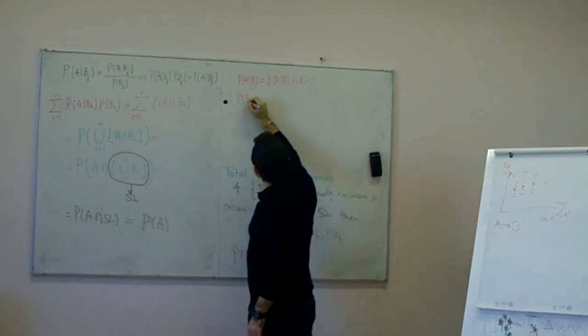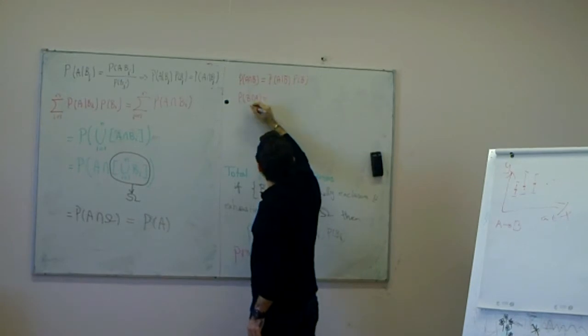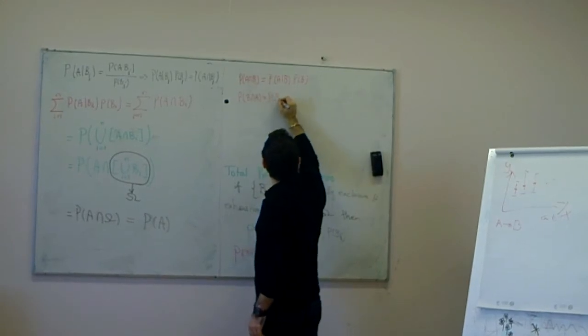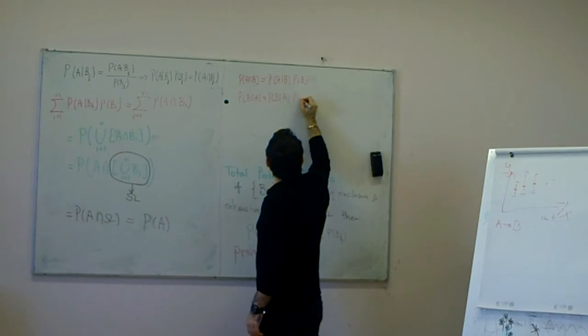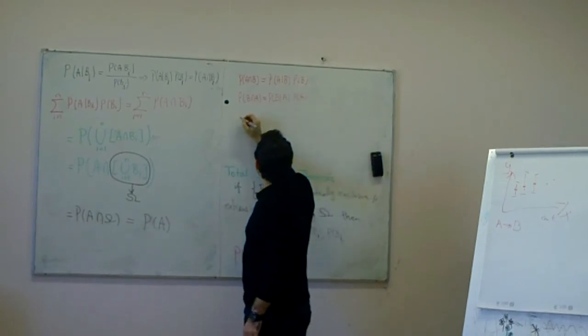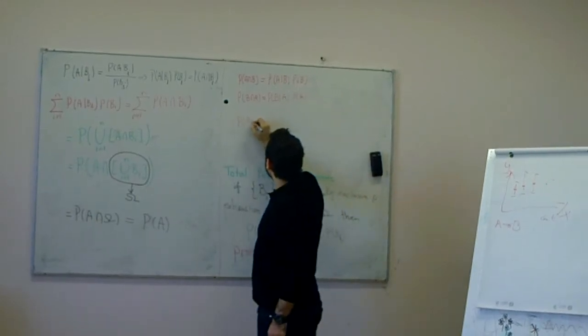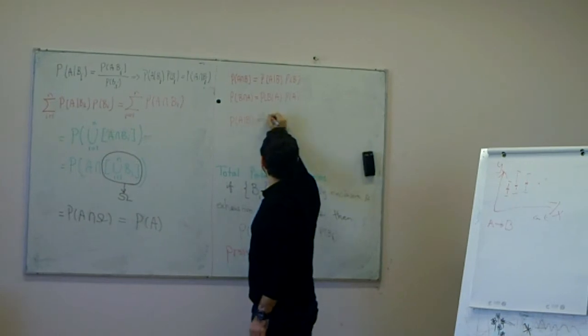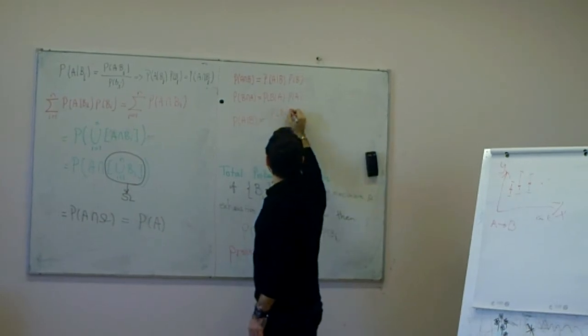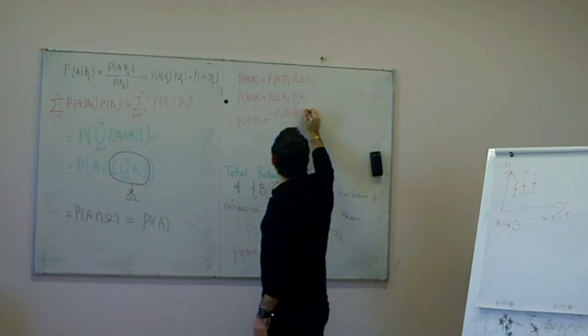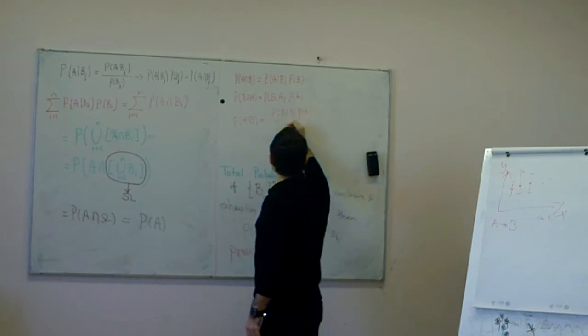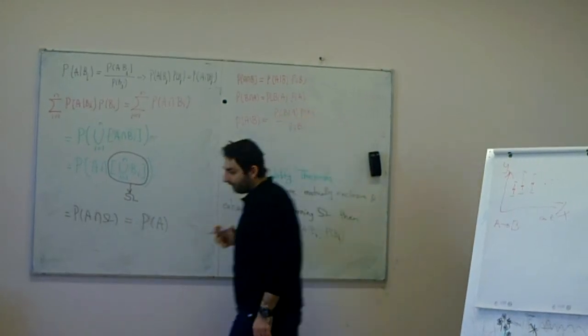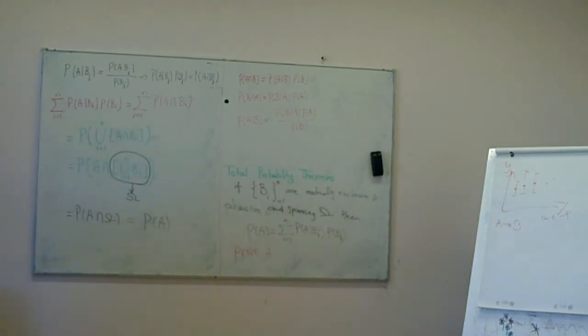Because they are the same, we said that we can write P(A given B) is equal to P(B given A) multiplied by P(A) divided by P(B). Right? This was the first rule.